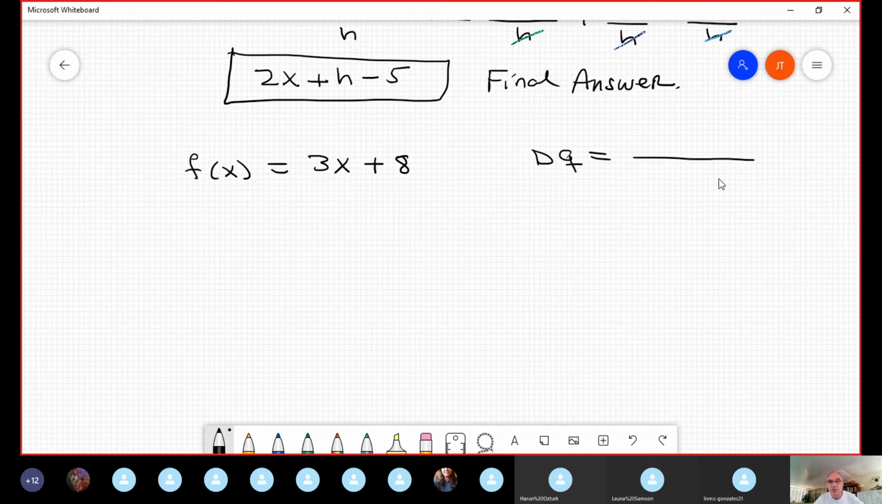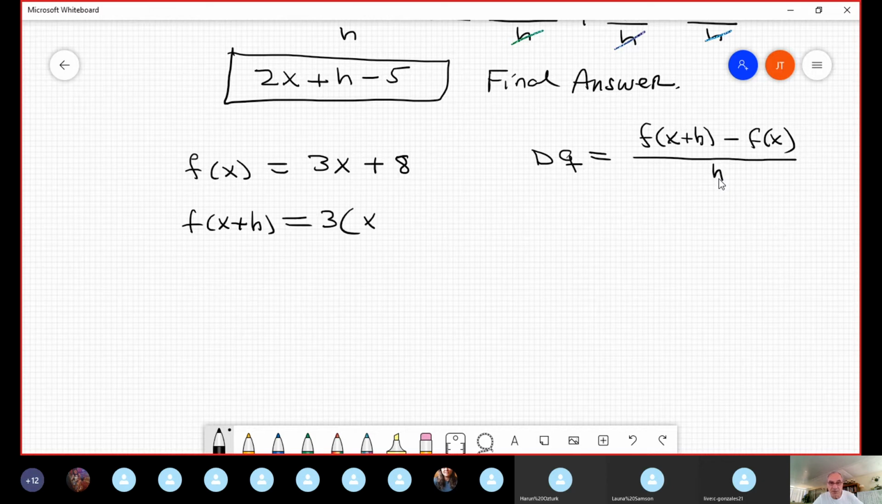Okay, the formula I want to copy again is f(x plus h) minus f(x), divided by h. It's the formula, but the formula somehow involves function notation. So this is the reason that in this topic, in this question in the test, we need to practice function notation. You evaluate in h first, x plus h. You replace x with x plus h, and you remove the parentheses, apply the distributive property.